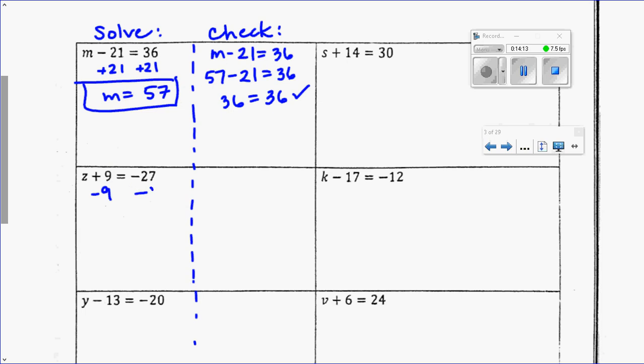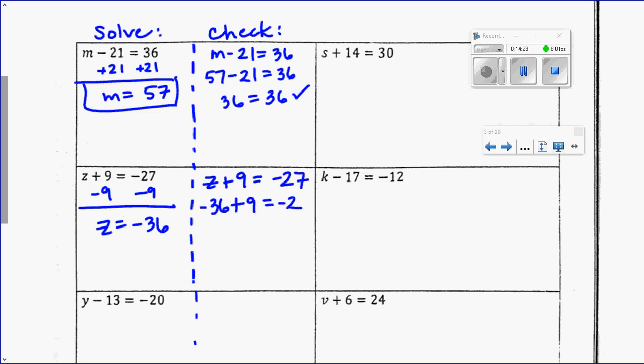Next one, subtract 9 from both sides. Be careful, be careful. z is negative 36. If you didn't get negative 36, watch very, very carefully on your check because, again, you're using your calculator, and whatever you plugged in, add 9 to it and see what you get. You probably won't get negative 27 if you got the wrong answer. The right answer is negative 36, and I do get negative 27 when I check that one.